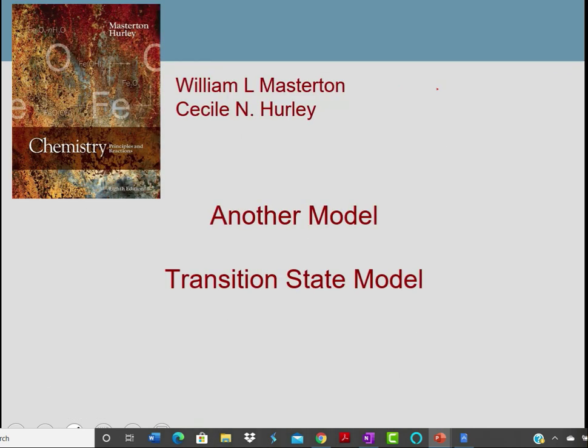Now the other model that's associated, that's the collision model. The other model is called the transition state model. And the transition state model is very, very similar to the collision model. We're going to address a lot less of the math, but we're going to focus a lot more on what happens when those molecules collide.